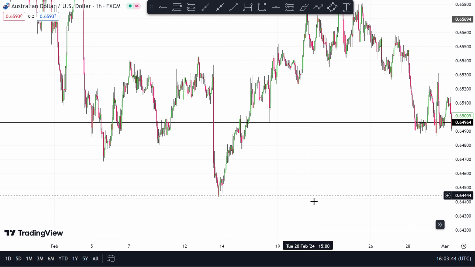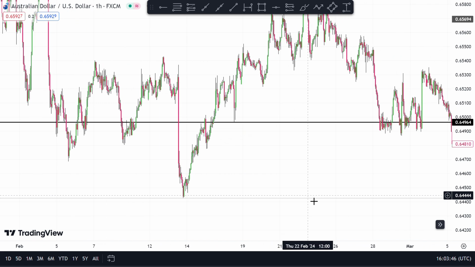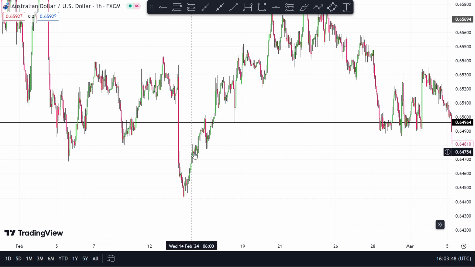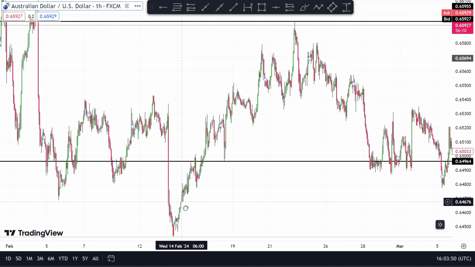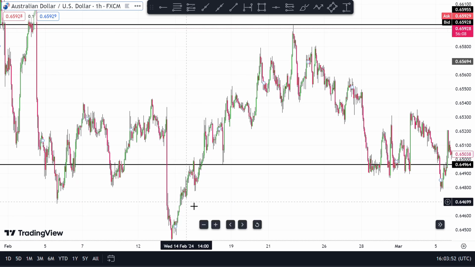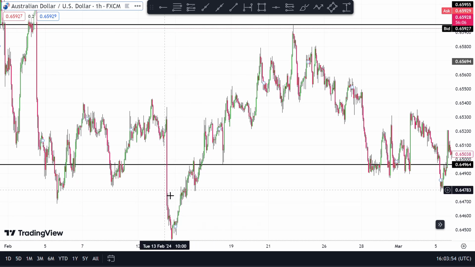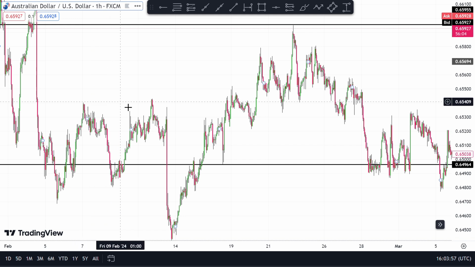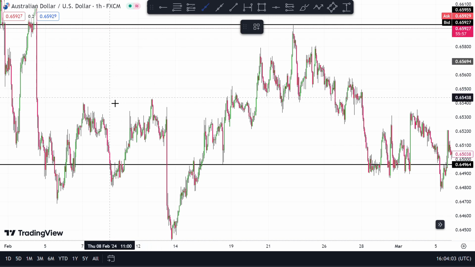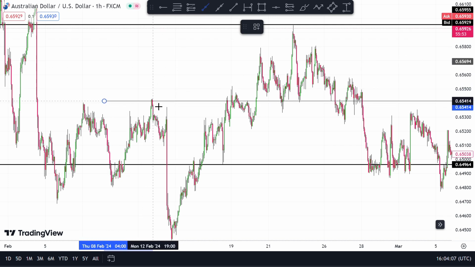Okay, so what are we waiting for? Either this trend continues or price breaks past it to the upside. Then we'll look for our buy opportunity. So this was our last lower high at this point. This was our last lower high at this point.